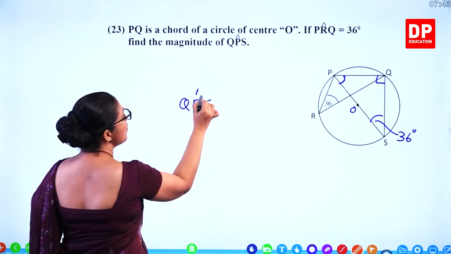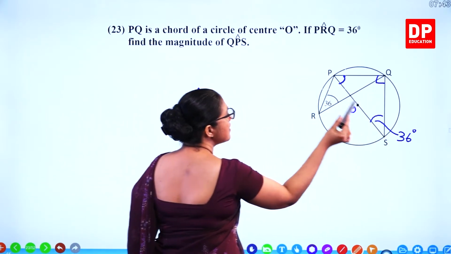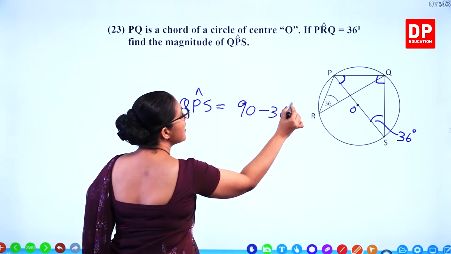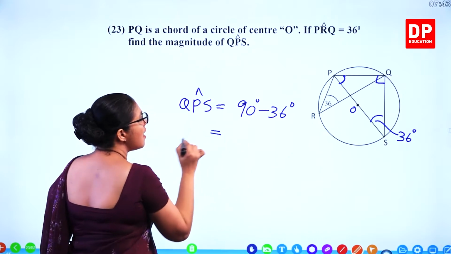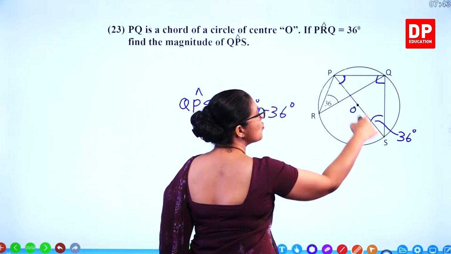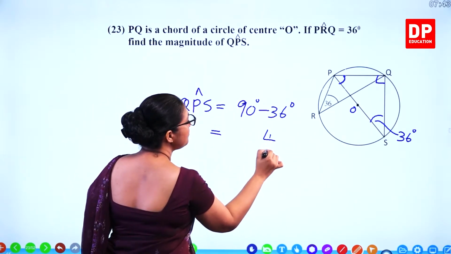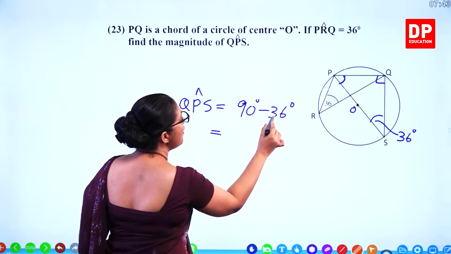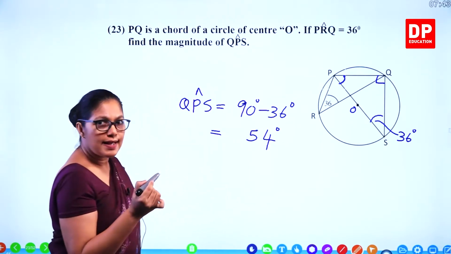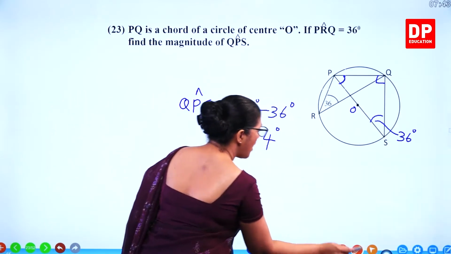QPS is equal to 90 minus 36, because the sum of angles in that triangle is 180. If this is 90, these other two add up to 90. So what's the angle? 90 minus 36 is 54 degrees. So 54 degrees is the angle. So 2 marks for that.